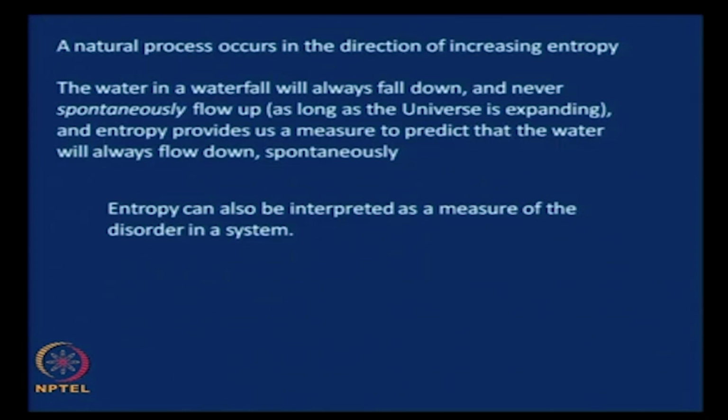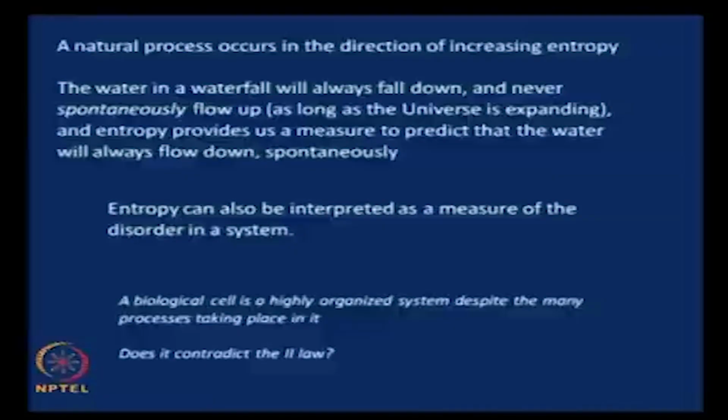Entropy can also be interpreted as a measure of the disorder in the system. It is a concept of order and disorder: order, everything nice and packed, and disorder, not so packed, random, not so ordered. The biological cell, as we all know, is highly organized. There are many processes taking place in it, but the biological cell itself is highly organized.